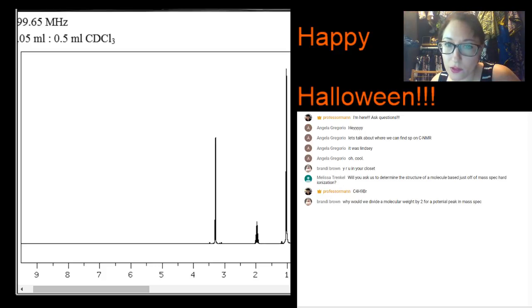Oh, wait. Why would we divide a molecular weight by 2 for a potential peak in mass spec? Because it's mass over charge. If you have a charge of +2, you've got to divide it by 2. If you have a charge of +3, you've got to divide it by 3. If you have a charge of +1, you divide it by 1, you get the same number as what you started with.